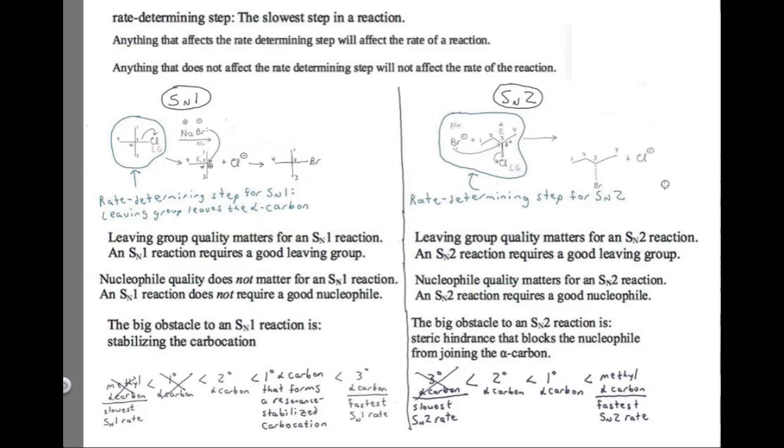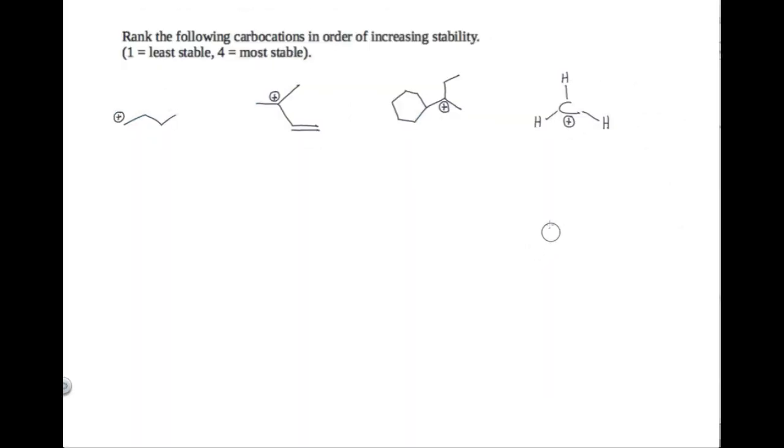In the previous video in this series, we learned about the factors that can affect the rate for an SN1 reaction or an SN2 reaction, and that material is summarized on the screen. In this video, we will see how this material can be tested on problems that are typical of the problems that you might see on your exams. Please pause the video and try this problem. Now we'll discuss it together.